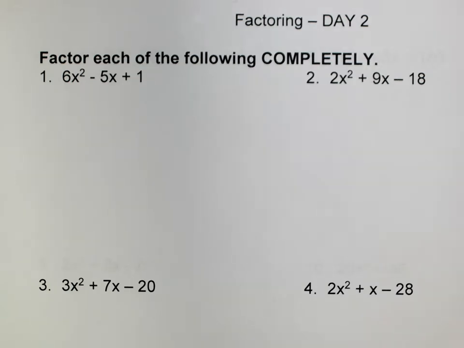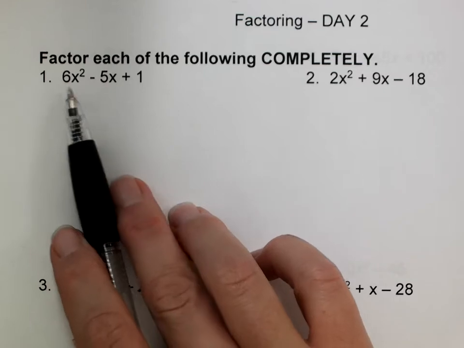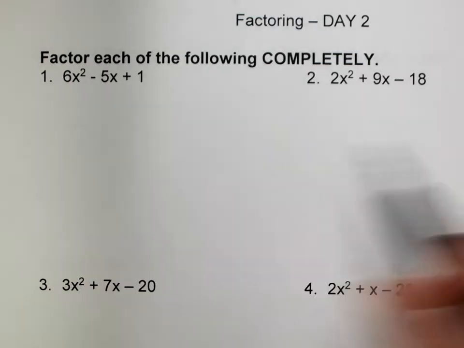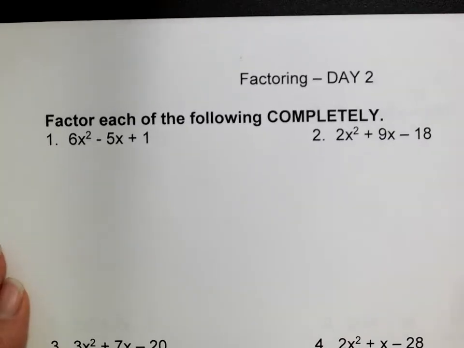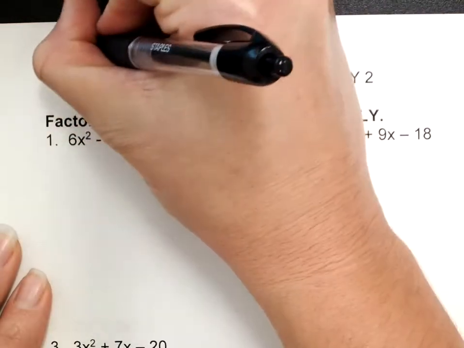All right, looking at factoring day 2. So we're still going to use a lot of the same strategies, but these examples are mainly going to have a coefficient that's greater than 1. So you're still going to need the same idea behind your signs. So I'm going to go ahead and write those down.